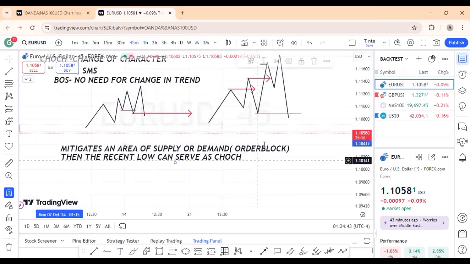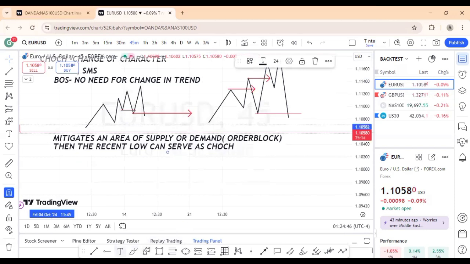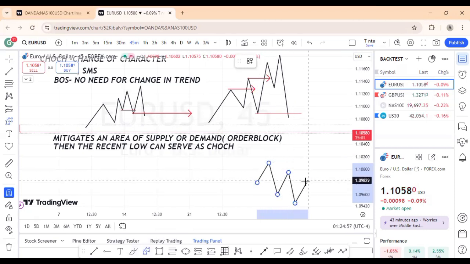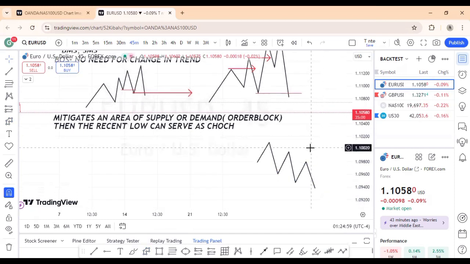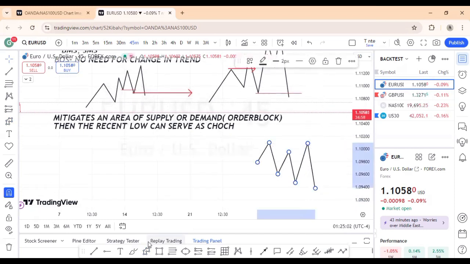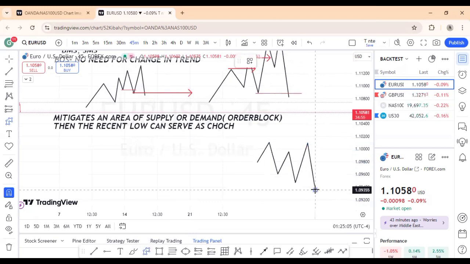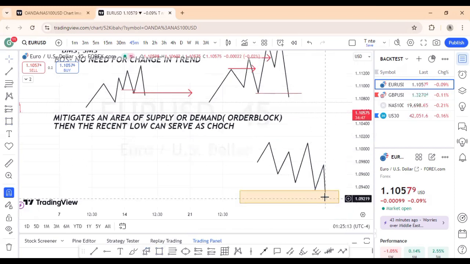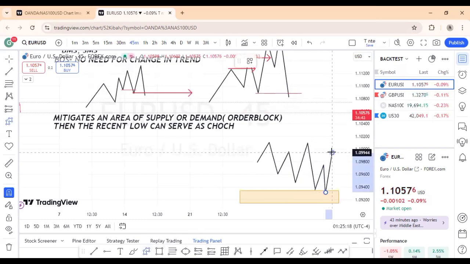So if we are bearish now and price does the same thing, let's say that we had our protected high here, and then price hits a bullish order block. Maybe there's a bullish order block here, something like this, and then price taps into it. Now we can use the recent high as a change of character. That means if price goes above this recent high, that is a change of character.